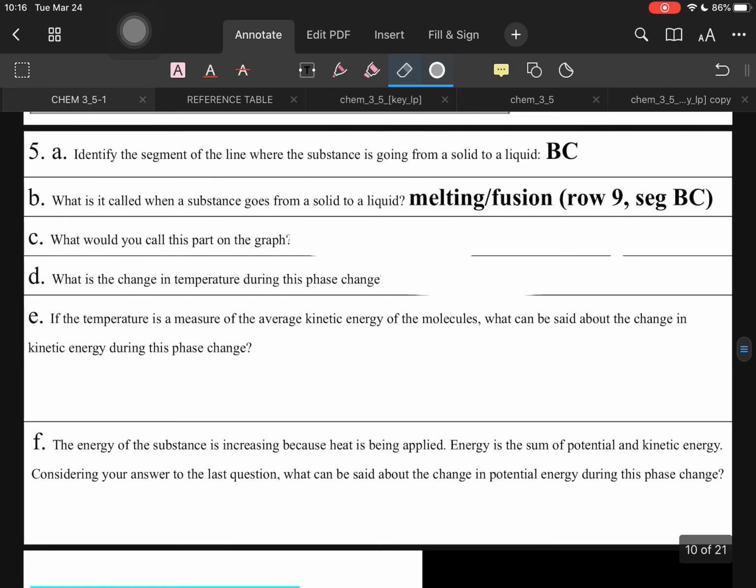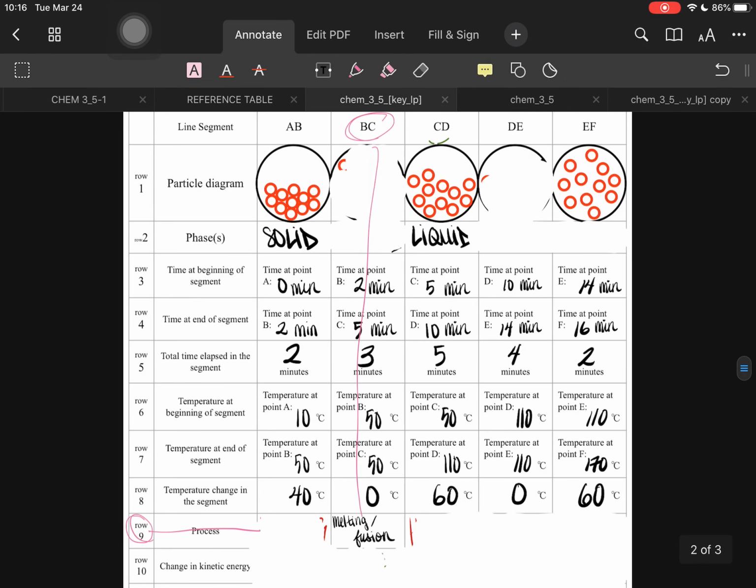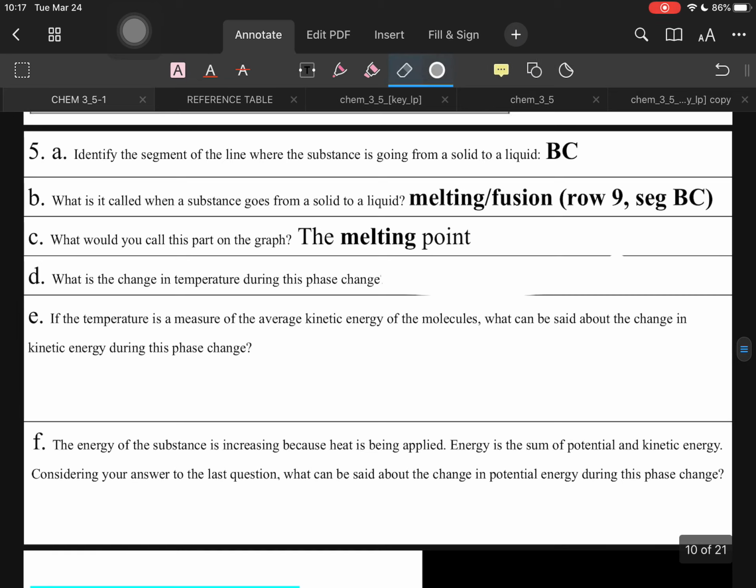Okay. What would you call this part of the graph? We call this the melting point. And what is the change in temperature during this phase change? If we go back to our little chart that we have there, the change in temperature during that segment is 0 degrees. That's super important, that the temperature is not changing while we're going through a phase change.